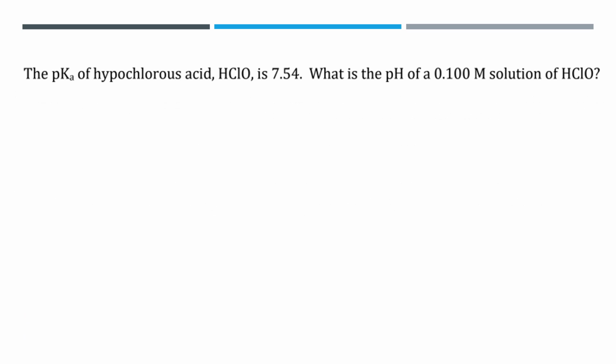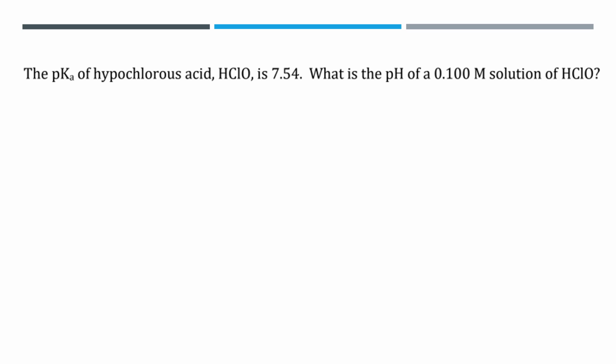The pKa of hypochlorous acid, HClO, is 7.54. What is the pH of a 0.100 molar solution of HClO? So we have a lot to do here. We have a weak acid, so we have to know what it breaks up into. That will give us our equilibrium expression. And from there, we have to do a couple of calculations, including a nice table, to find out what the pH of the solution is.